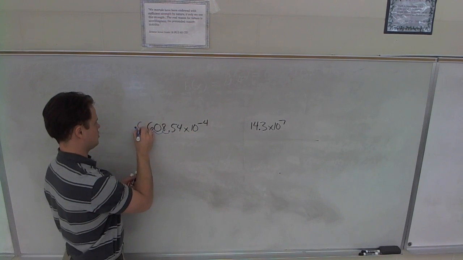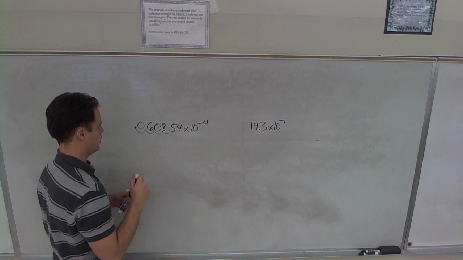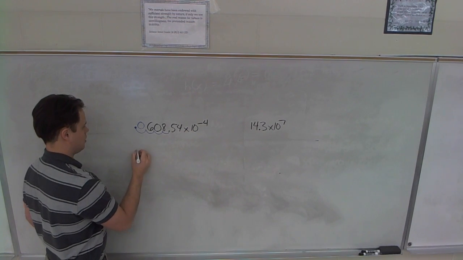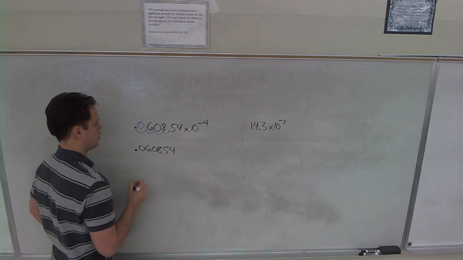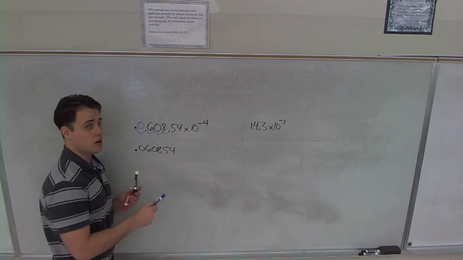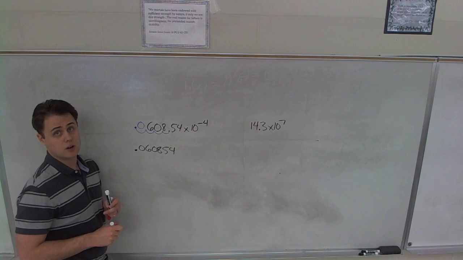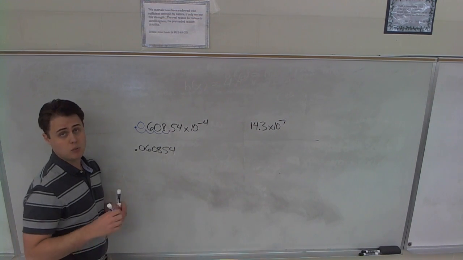So there it is. Looks like I'm going to put a 0 in there. And so what do we have? We have 0.060854. Okay, so now I'd take that standard notation number and write it in scientific notation. That's one way to do this.